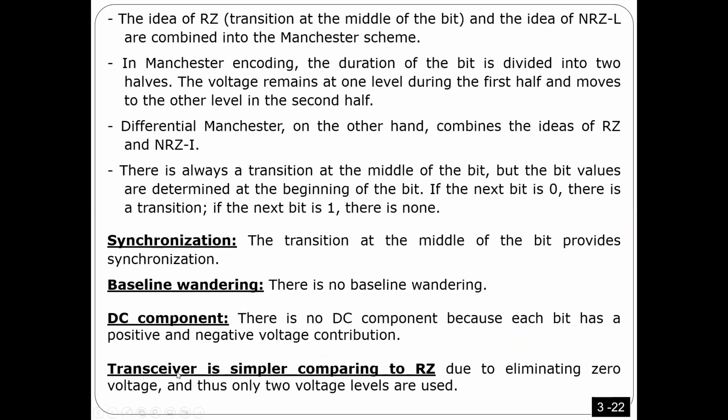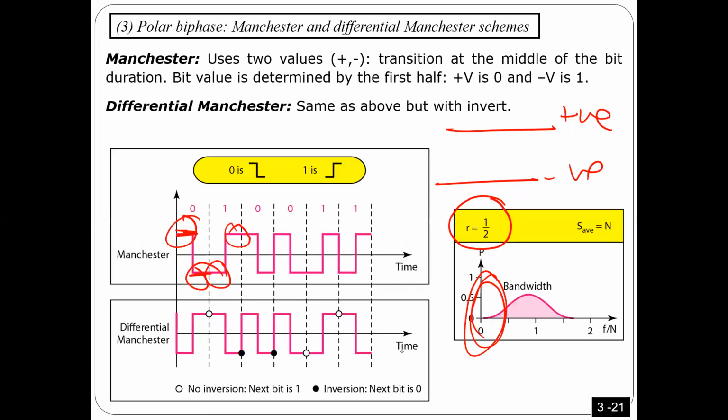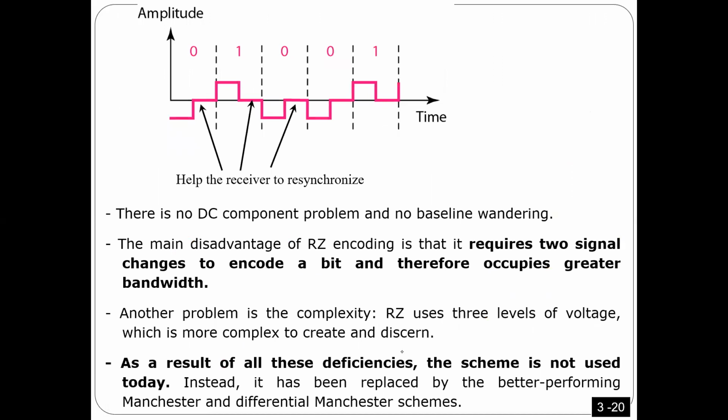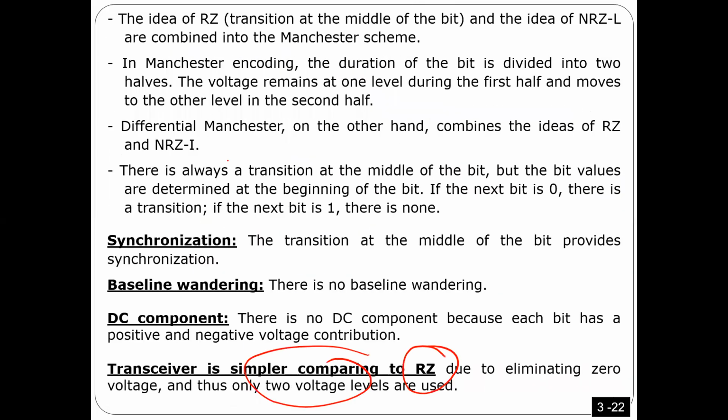Here, the transceiver. Transceiver means sender and receiver. So sender and receiver are simple here, comparing to return to zero, because I use only 2 voltages. There is one important thing you should understand. The more levels you are using, the more complex the hardware should be. You got what I'm saying? Here, because I'm using 3 levels, this is the bad thing about this one. Because of using 3 levels, this one is more complex than this one. So this one is simple.